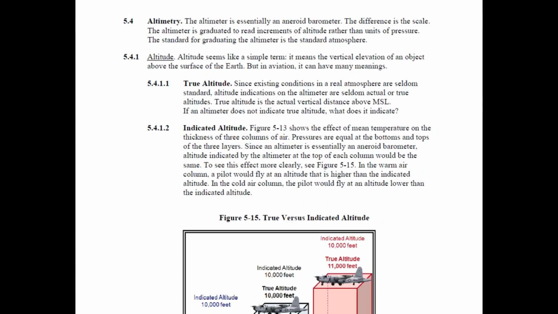So that one that we're going to go with, that one that says true altitude. Since existing conditions in a real atmosphere are seldom standard, altitude indications on the altimeter are seldom actual or true altitudes. True altitude is the actual vertical distance above mean sea level. If an altimeter does not indicate a true altitude, what does it indicate?